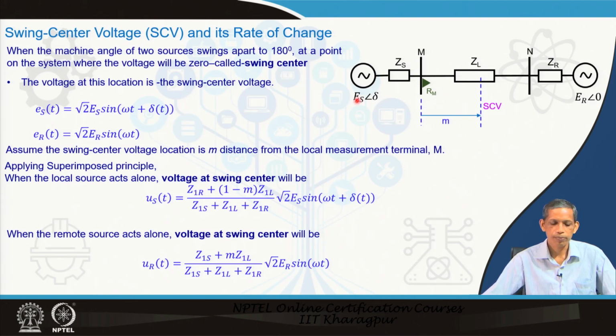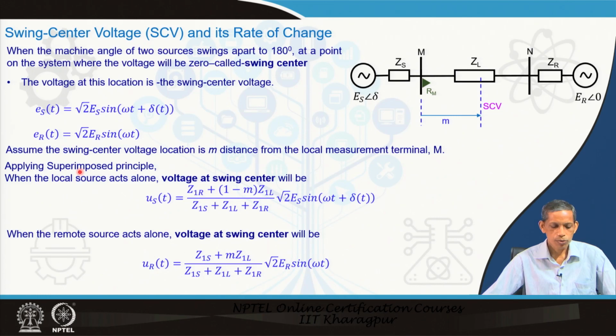Let us define Es(t), this side source, expressed in sinusoidal terms, and Er(t), the other side source voltage, also sinusoidal. We consider power flowing from left to right, with this source advanced by an angle delta compared to the right hand side source. Let us assume that the swing center is at m per unit distance of ZL from this bus, and it falls on the line impedance ZL.